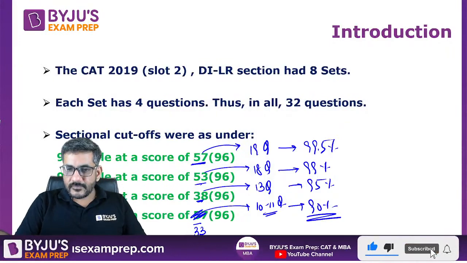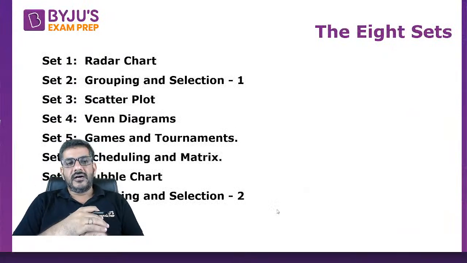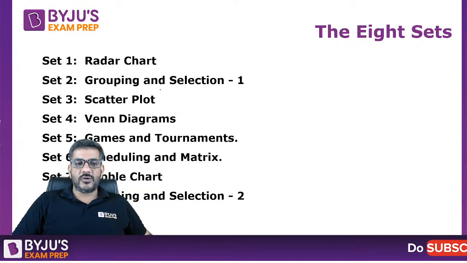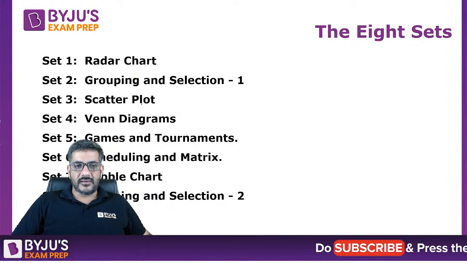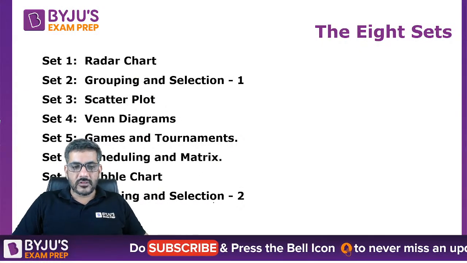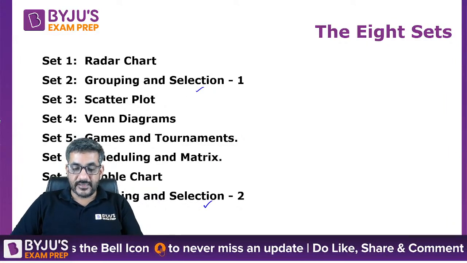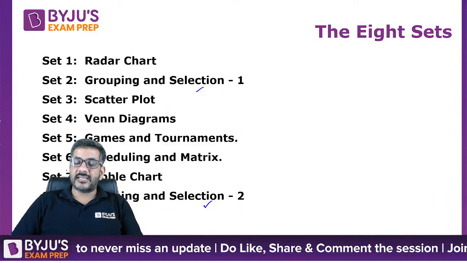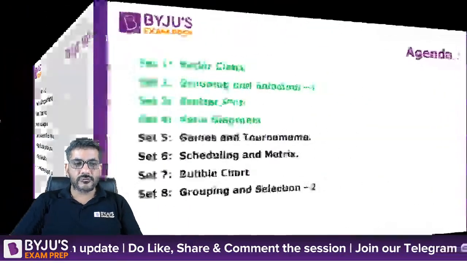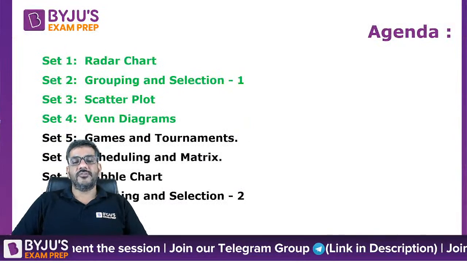Okay. So let's start with the sets now. There were 8 sets. One of the sets was a radar chart, one was grouping and selection, then we had scatter plot, Venn diagrams, games and tournaments. So it was a mixture of all the things, but we had 2 questions on grouping and selection in that year. Out of these 8 sets, as I said, we are going to discuss 4 of them today. The first 4 I am discussing in this class, and the next 4 I'll be discussing in the next class.